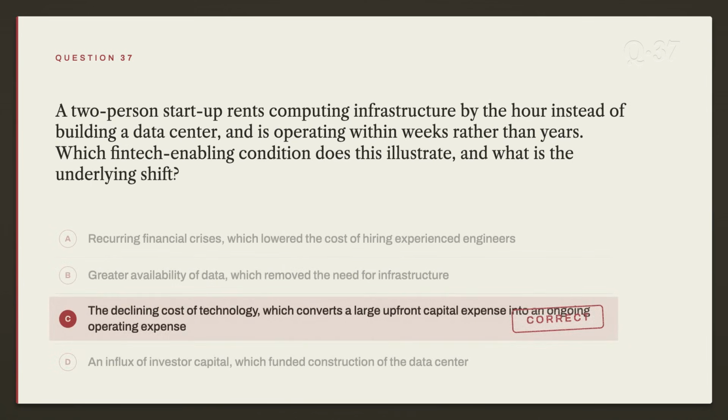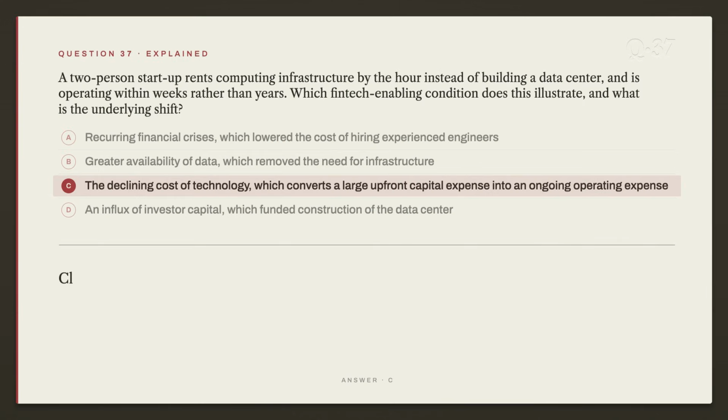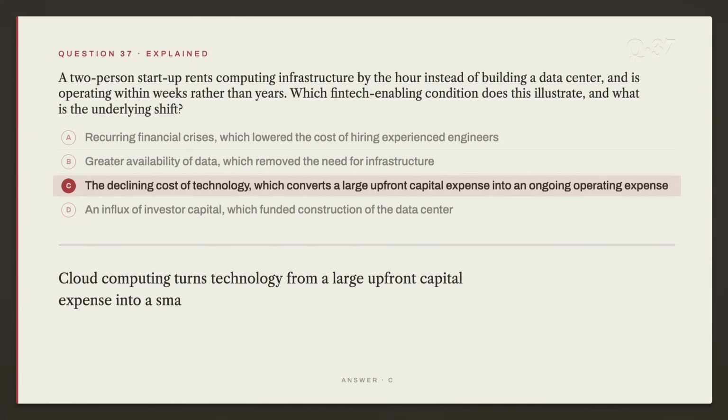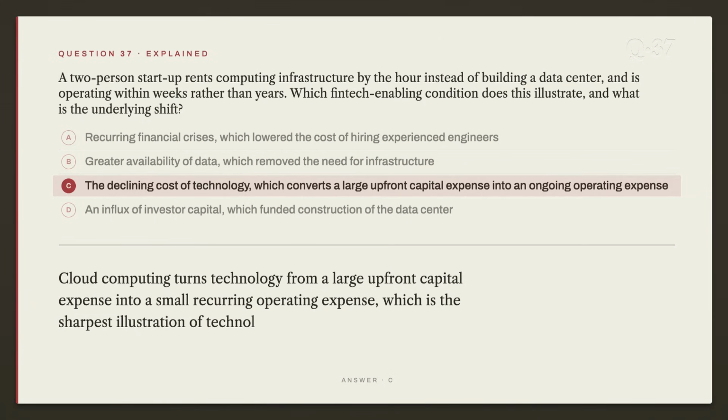The correct answer is C. The declining cost of technology, which converts a large upfront capital expense into an ongoing operating expense. C is correct because cloud computing turns technology from a large upfront capital expense into a small recurring operating expense, which is the sharpest illustration of technology's falling cost. A capability that once required a bank-sized budget and years of build time can now be rented in minutes. Open source software compounds the effect by removing the need to write proven components from scratch.